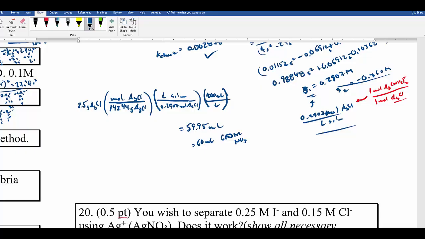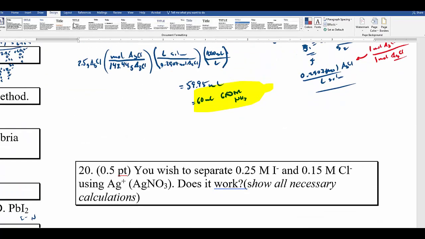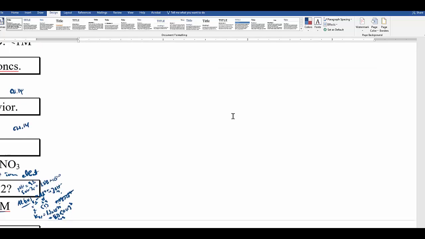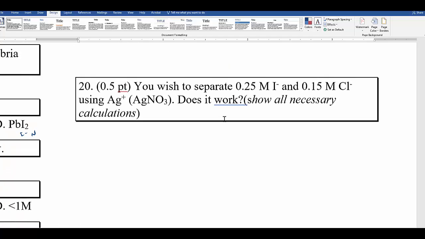Should do it. I double check that calculation. You double check it. You wish to separate 0.25 molar iodide and 0.15 molar chloride. Did I put a bonus? I didn't put a bonus in this one, did I? I think I forgot it.